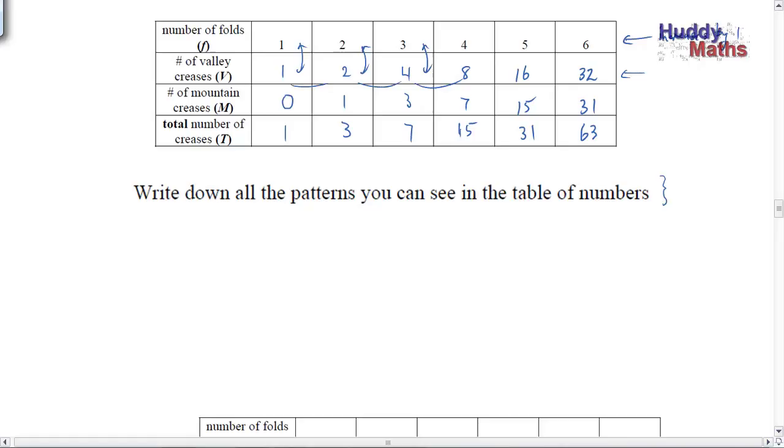What are you doing here to get to there? What are you doing there to get to there? And is it the same? Is there a pattern? What's the same? What's different? Families of numbers, remember that. What's the family of valley creases showing?